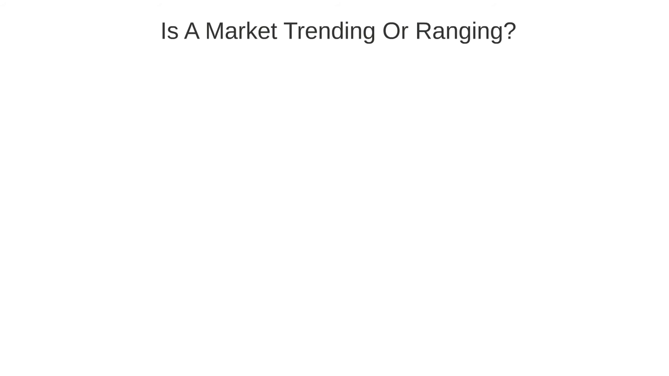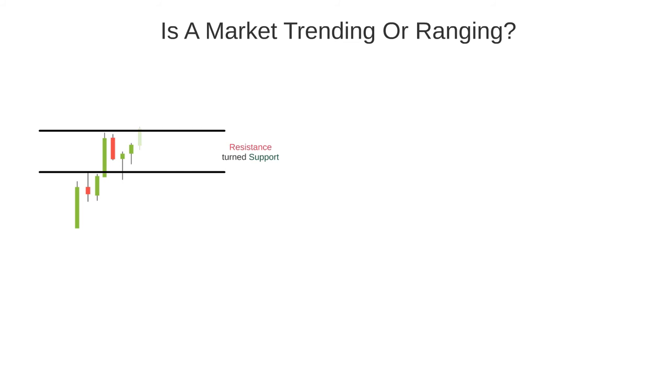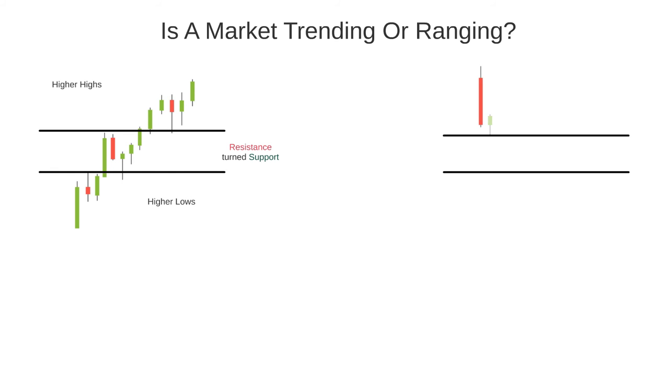So apart from helping us to identify potential trade areas, one of the other common uses for support and resistance is helping us identify whether a market is ranging or trending. If price is making higher highs and higher lows by breaking resistance levels and using them as support, then the market is said to be trending upwards. And if the market is making lower lows and lower highs by breaking support levels and using them as resistance, then it is said to be trending downwards.